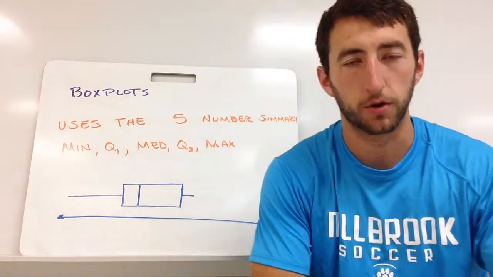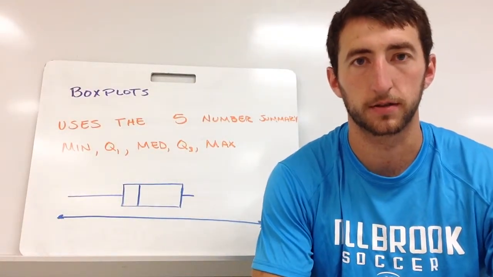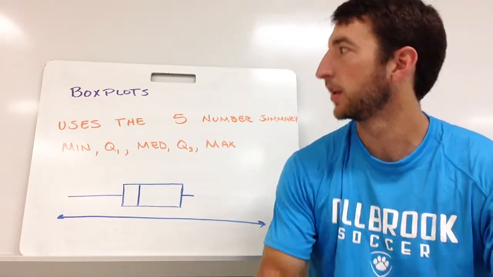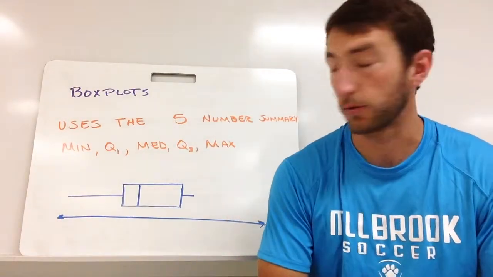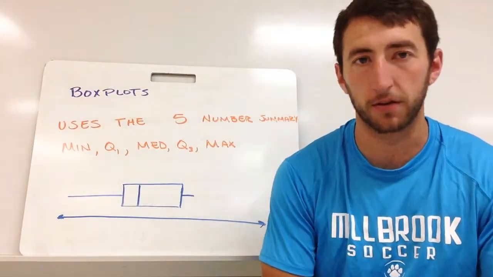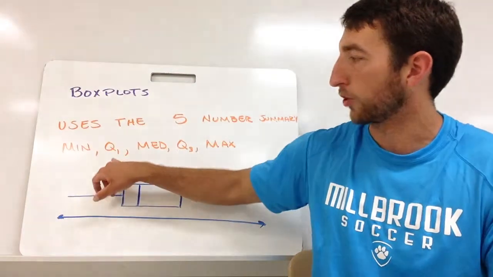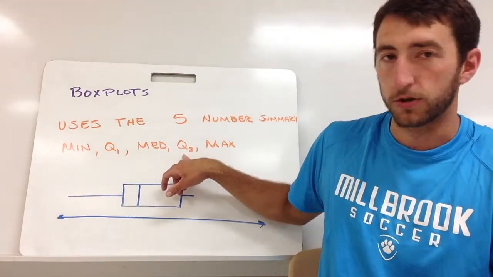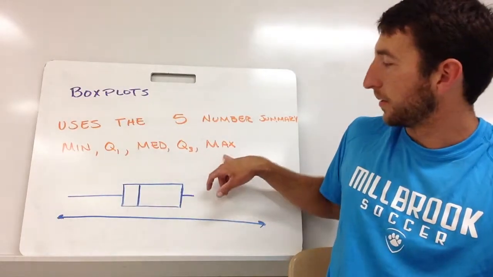Hello class, today what we're going to do is talk about box plots and outliers. A boxplot is a graphical display that we're going to use that uses the 5-number summary. So if you remember that 5-number summary, it's the minimum, the lower quartile or Q1, the median, the upper quartile or quartile 3, and the max.